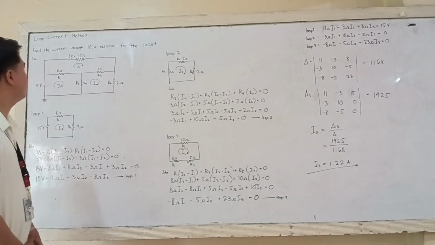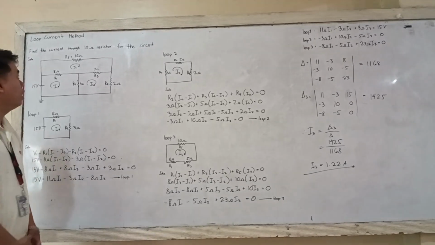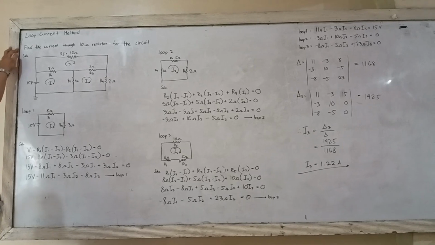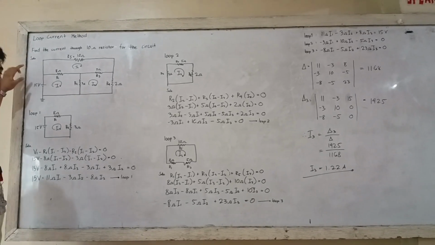Hello everyone. For today's video, we are going to solve the loop current method. Find the current through the 10 ohm resistor for the circuit. So this is our circuit.